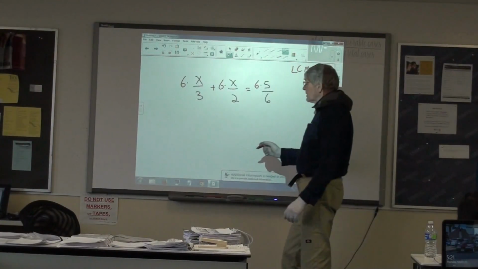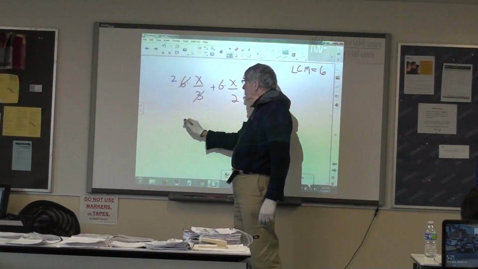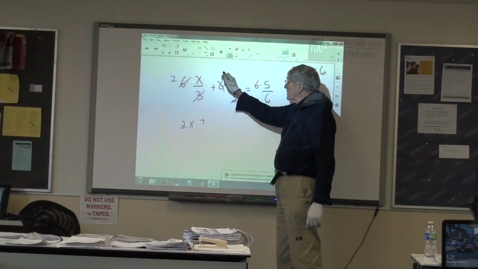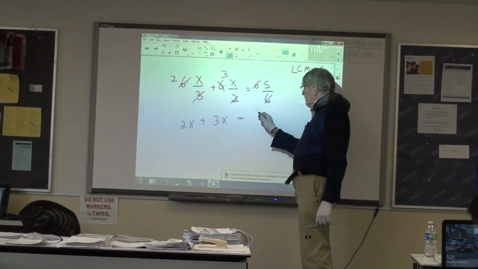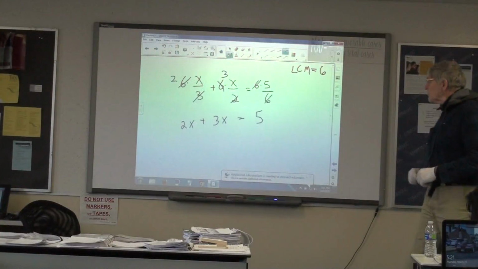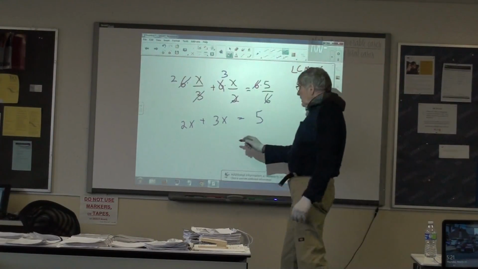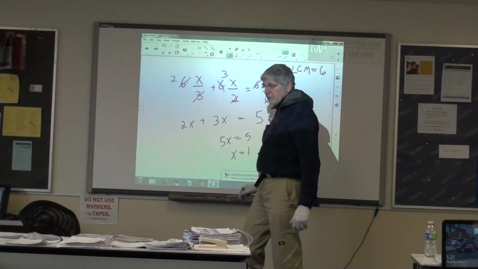But notice the magic that takes place now. The 3 goes into the 6 how many times? 2, so we get 2x. The 2 goes into the 6 how many times? 3, so we get plus 3x. And the 6 goes into the 6 how many times? Once. So fractions are gone. Magic. So the technique is you find the LCM of all the denominators and you multiply each term by it and your fractions will reduce away. So here we have 5x is equal to 5, or x is equal to 1. The solution to the equation.